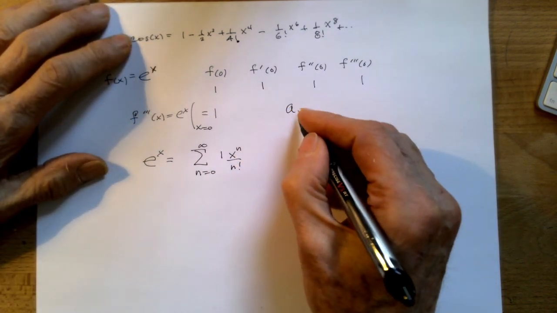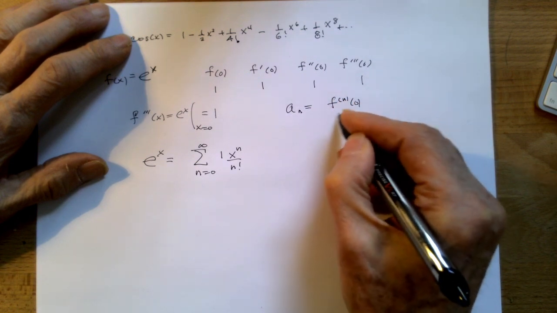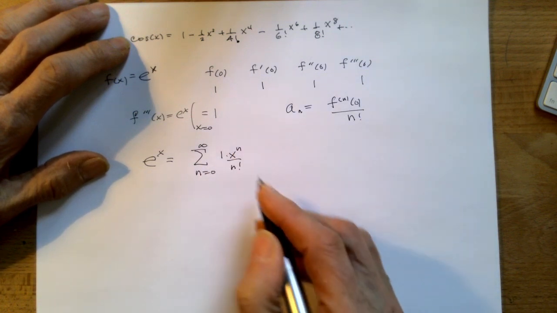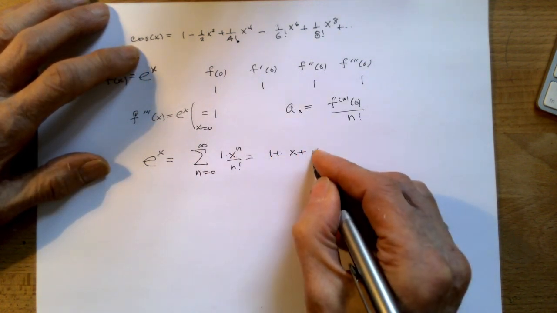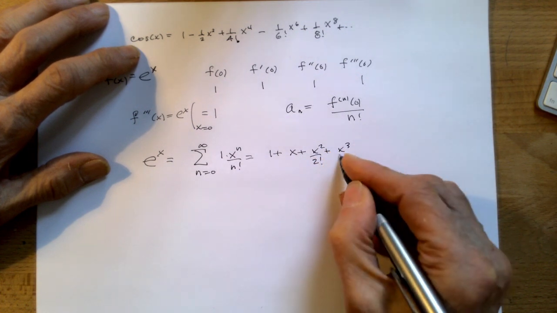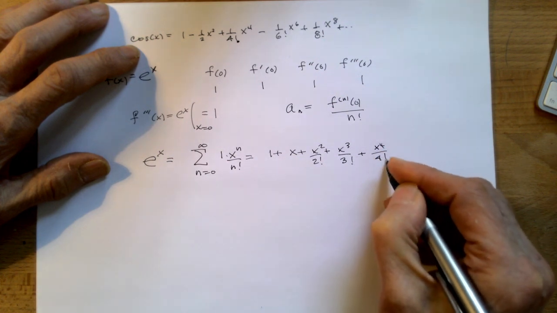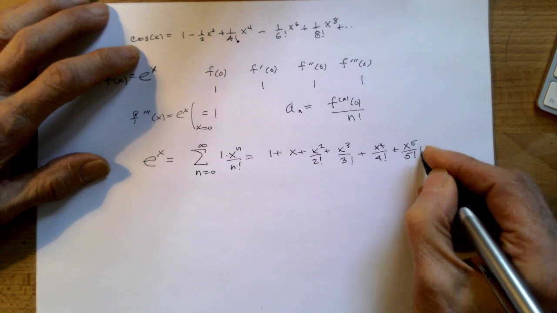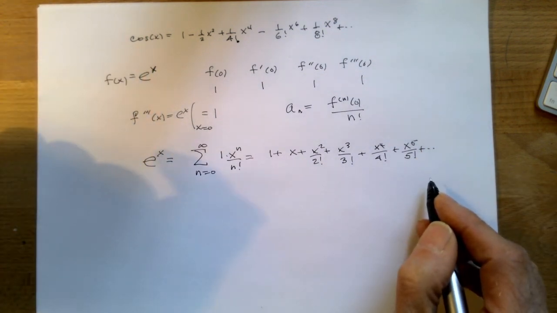Because don't forget a sub n is the nth derivative at 0 divided by n factorial. And that's what's going on here, which is the same as 1 plus x plus x squared over 2 factorial plus x cubed over 3 factorial plus x to the 4th over 4 factorial plus x to the 5th over 5 factorial. And that's the expression for e to the x.